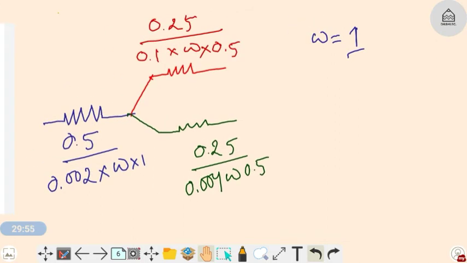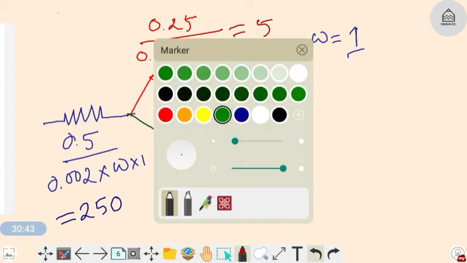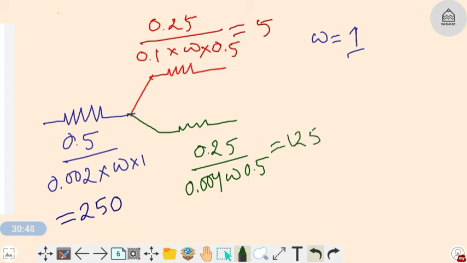Now let us first calculate these values so that it will help us. 0.5 divided by 0.002 will be 250. Now 0.25 divided by 0.1 into 0.5 is equal to 5, and this value, 0.25 divided by 0.004 into 0.5, is 125.